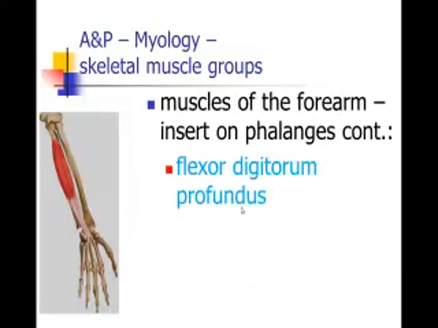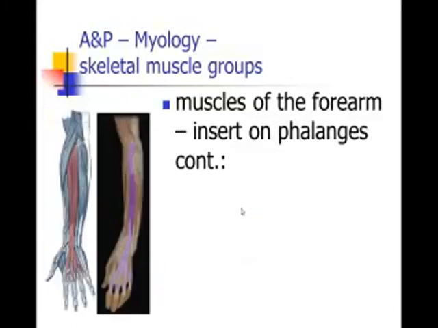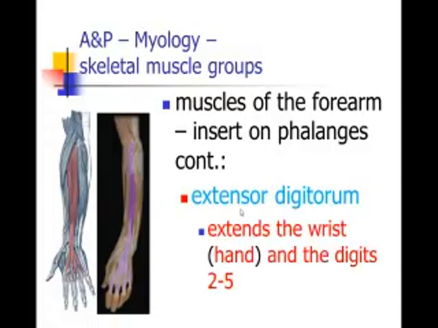Flexor digitorum profundus is deep to flexor digitorum superficialis, and it flexes digits 2 through 5, and it flexes the wrist because it flexes the digits. Then we have extensor digitorum. That's going to extend the digits and the wrist, and again, it's digits 2 through 5.